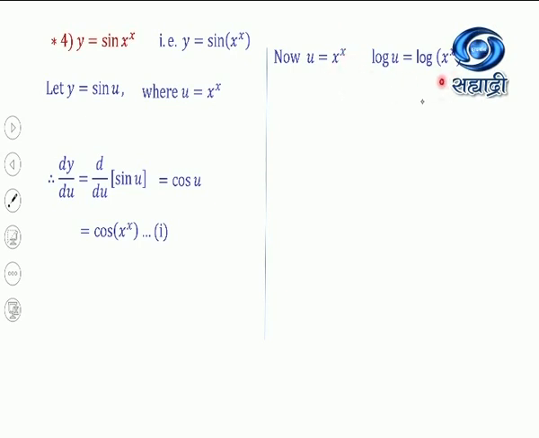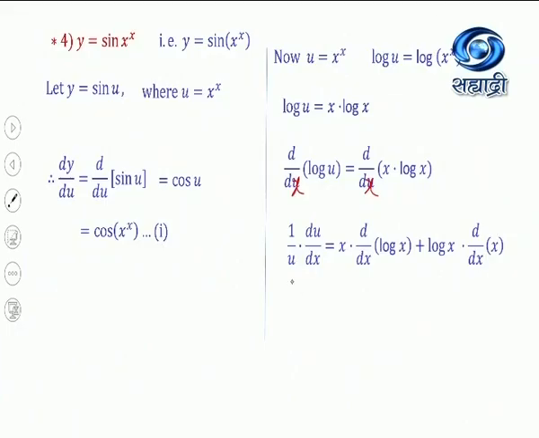So we take log of both sides, we get log u equal to log of x to the power x. Now here log u equal to x into log x. The derivative of log u is 1 upon u into du by dx, because we consider differentiation with respect to x. Now again by using product rule, x into derivative of log x plus log x into derivative of x.